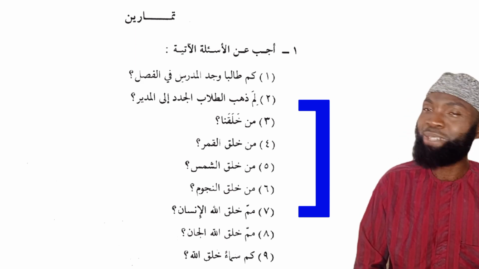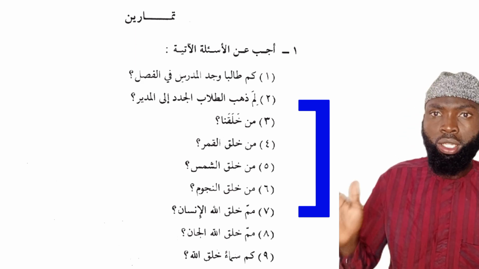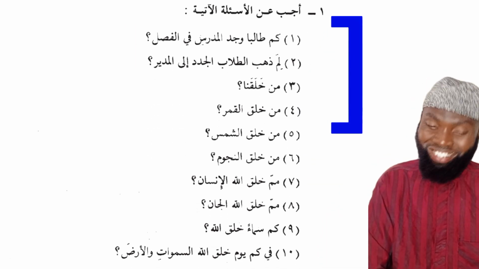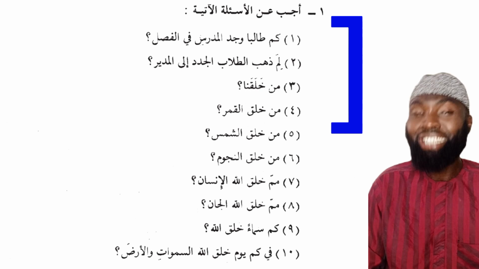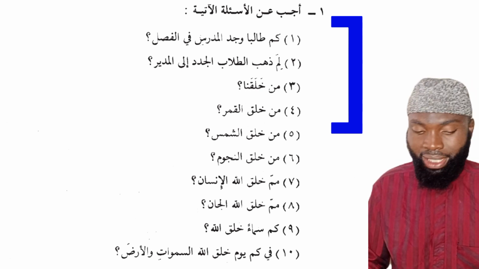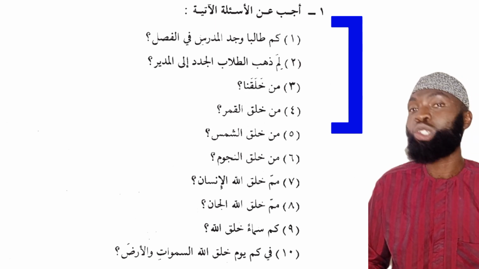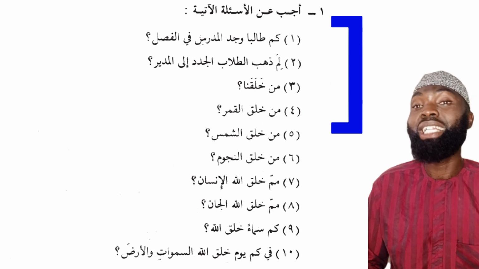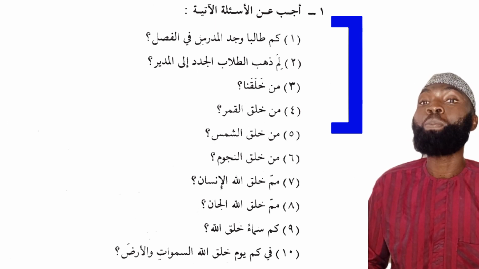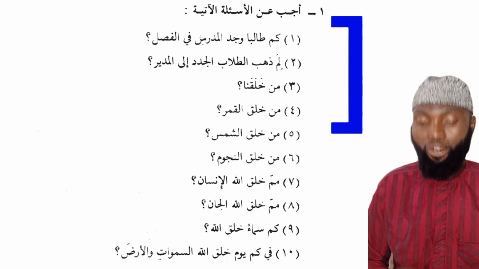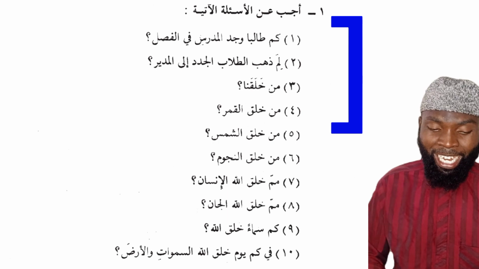This is so nice. This passage is so enjoyable. Now can we answer the questions coming forth? Of course, join me in answering these questions. The first one says, Ajib anil as'ilatil atiya. Answer the following questions. The first question says, Kam taliban wajada al-mudarrisu fil fasli. How many students did the teacher find in the class? You say, Wajada al-mudarrisu fil fasli khamsata ashara taliban. The teacher found 15 students in the class.